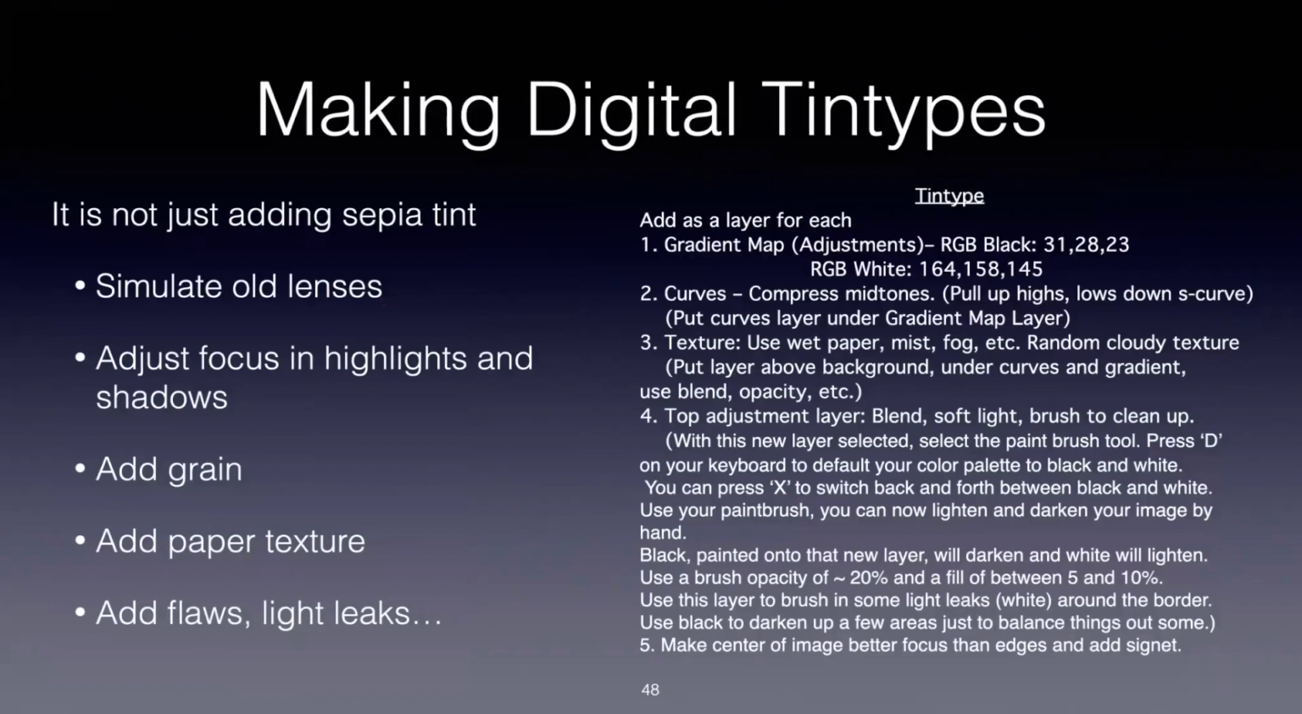It's a complex way to do it. You have to do things to simulate the lens. You have to adjust the focus and the highlights and the focus and the shadows differently. You add grain to it. You have to put a paper texture on it. And you have to add flaws and light leaks and stuff to it.